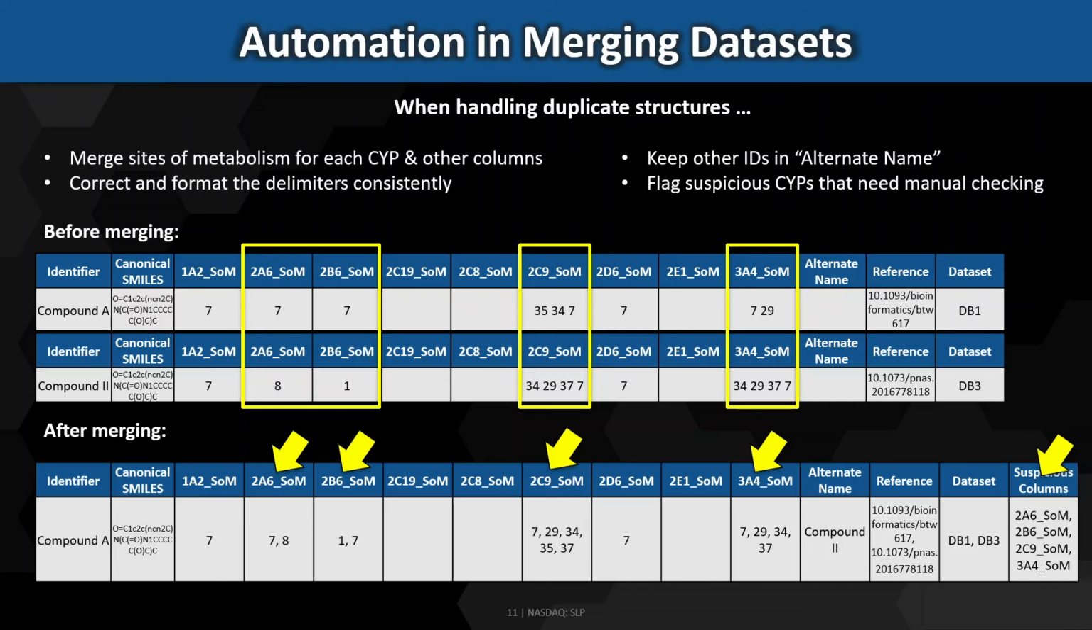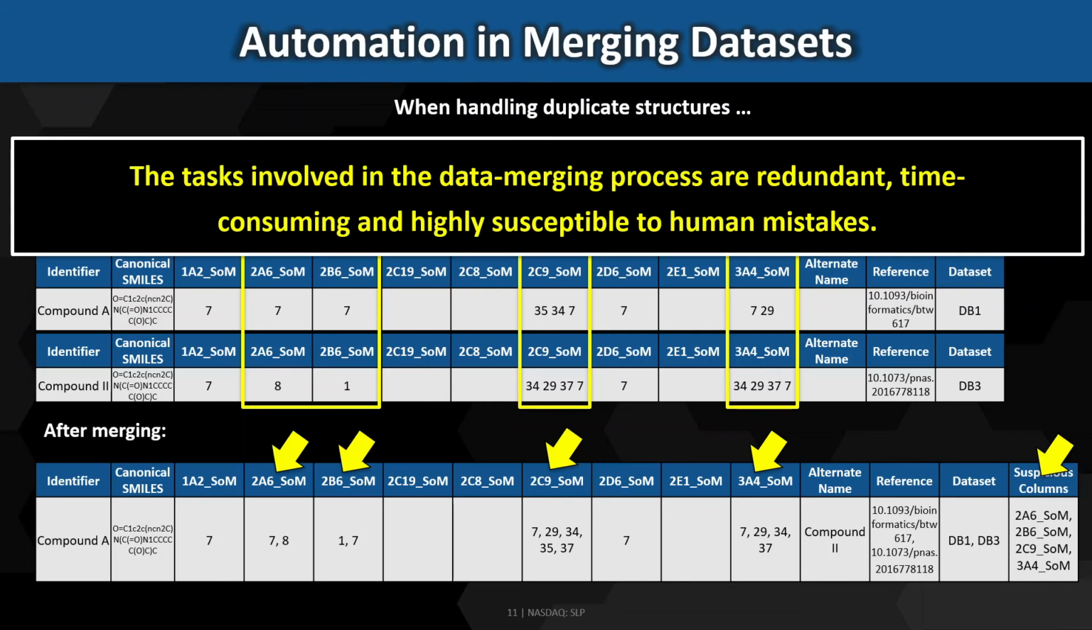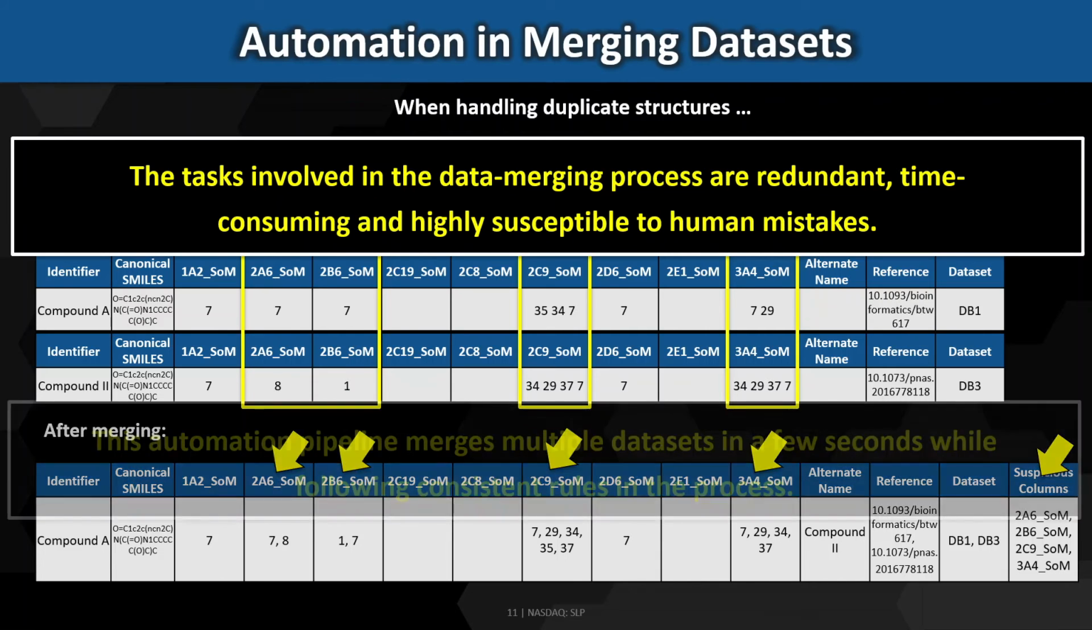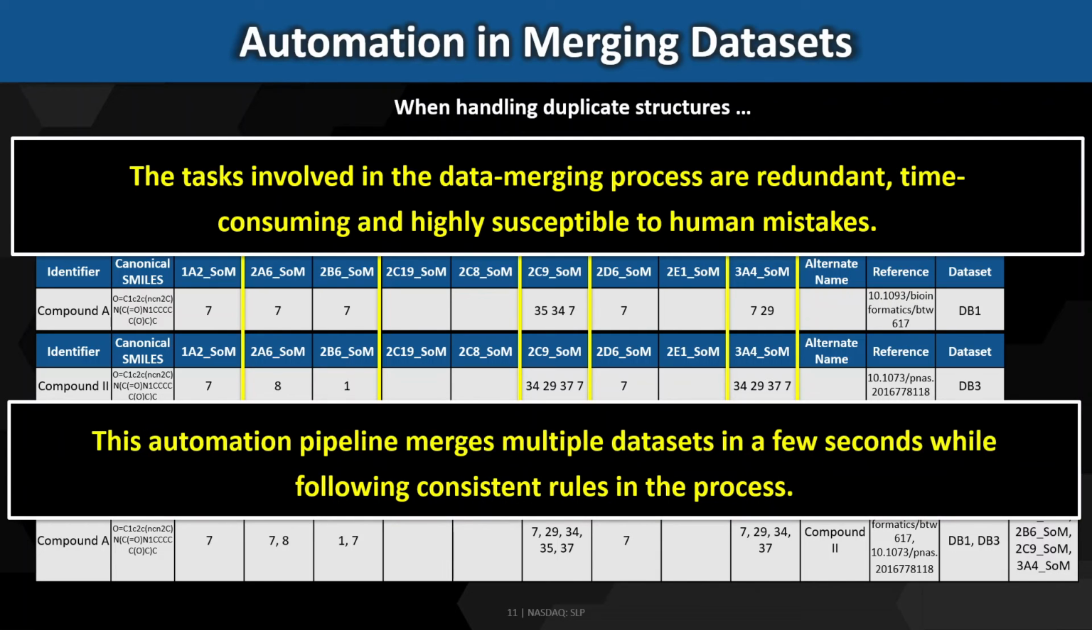Here I'm showing an example case for a pair of duplicates just from 2 databases. In the actual merging, there are hundreds of duplicates from several databases that we need to resolve. As you can see, the task involved in this process can become very redundant, time-consuming, and highly susceptible to human mistakes. It will be quite painful to have to deal with them manually. This automation pipeline is very efficient because it handles all the merging in a few seconds while following consistent rules and addressing all the complications in the process.